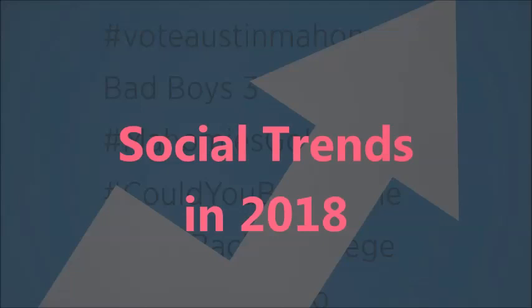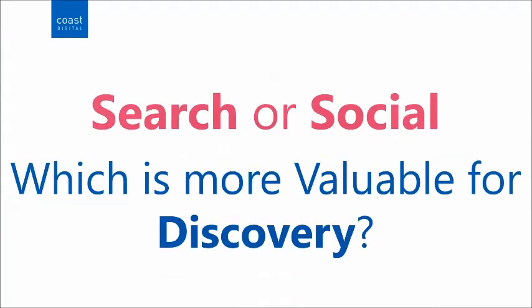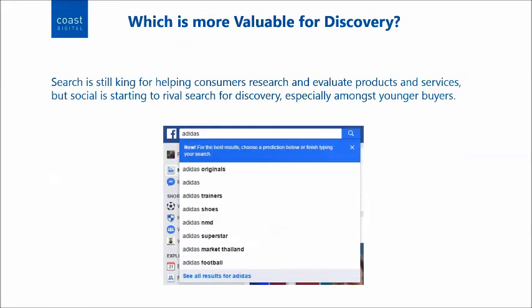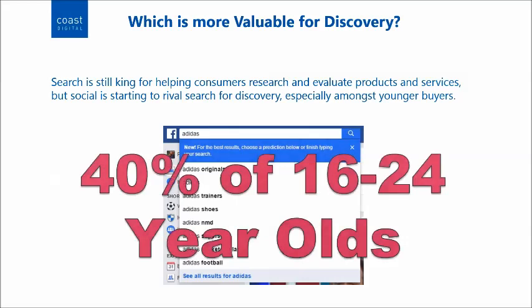Okay, so looking at social trends now in 2018. The first one to look at is search for social and looking at how they're being used for discovery. And what we actually found was that a recent report by Global Web Index found that 40% of 16 to 24-year-olds are using social media to research products. So there's definitely some evidence to support that social is certainly a key area for discovering new products, new services, and things like that.